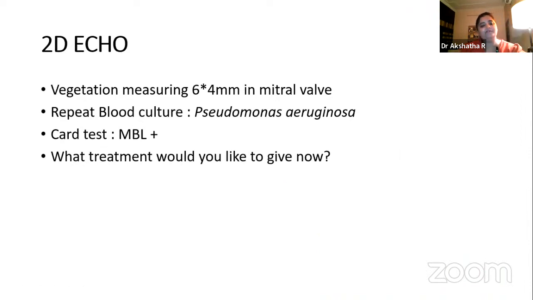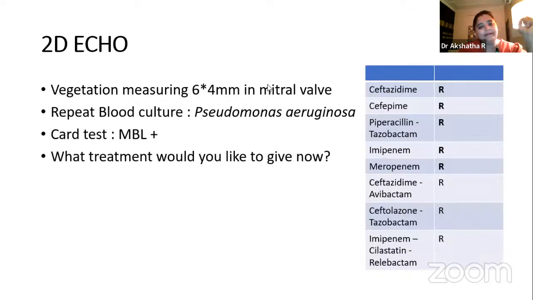So a 2D echo was done and there was a vegetation, 6 by 4 mm, in the mitral valve. Repeat blood culture showed Pseudomonas aeruginosa, and now we have this susceptibility. Again, I forgot to tell what the lesions which you saw were: splinter hemorrhages in the nails and Janeway lesions in the palm. So the repeat culture has shown this. This is why it is necessary that you keep repeating the culture and antimicrobial susceptibility in Pseudomonas, because on treatment newer resistance mechanisms can develop.